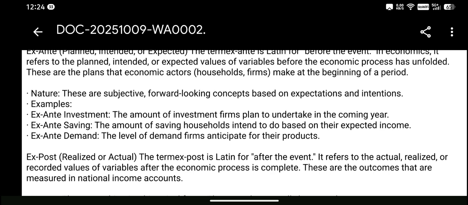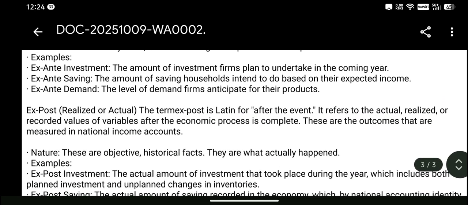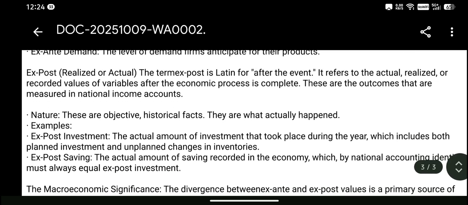The term ex post is Latin for after the event. It refers to the actual, realized or recorded values of variables after the economic process is complete. These are the outcomes that are measured in national income accounts. Nature: these are objective historical facts. They are what actually happened. Examples: ex post investment, the actual amount of investment that took place during the year, which includes both planned investment and unplanned changes in inventories.